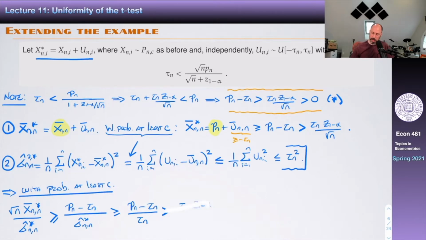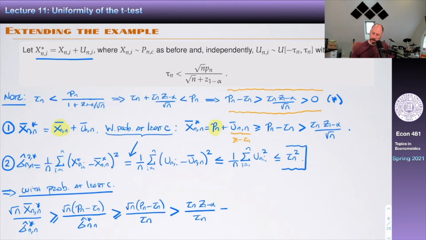Sorry, apologies. This is square root n Pn minus tau n over sigma hat star n. And now this is greater than or equal, same object, but I look at the denominator now. This is tau n. And this is strictly greater than tau n z1 minus alpha over tau n, which is equal to c1 minus alpha.